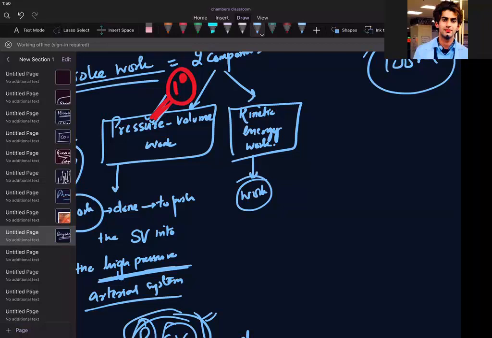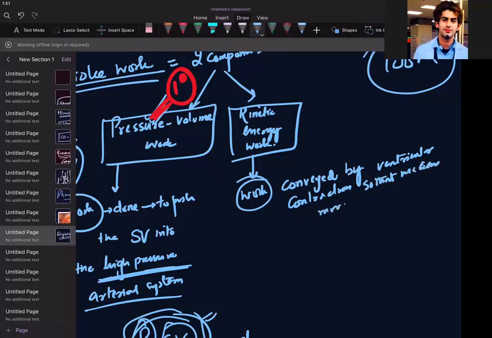Basically it's not the work which is done, it is basically conveyed. Let me write that. Work which is conveyed. I will make you understand this with the diagram also. Do we understand the word conveyed? Conveyed by ventricular contraction. Now listen. So that we can move the blood which you are ejecting, that ejected blood should move.